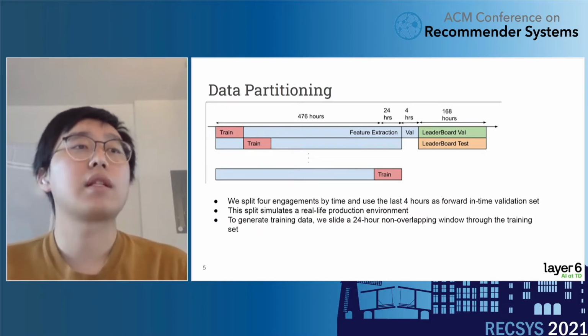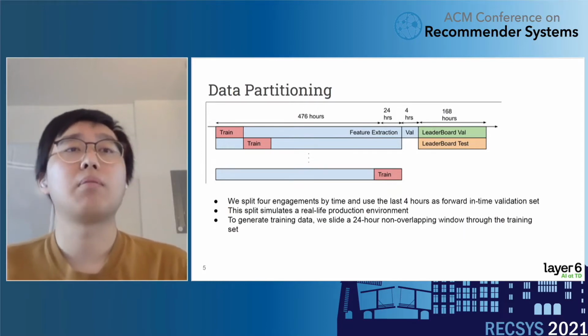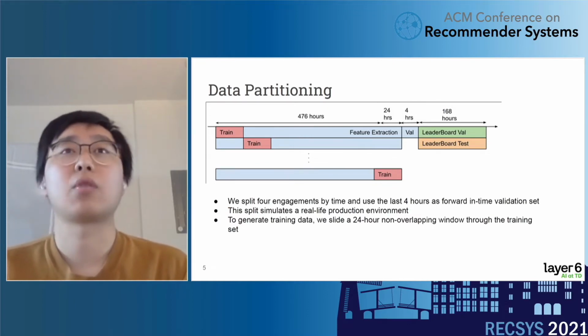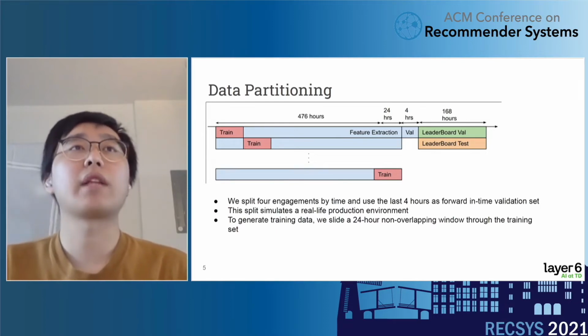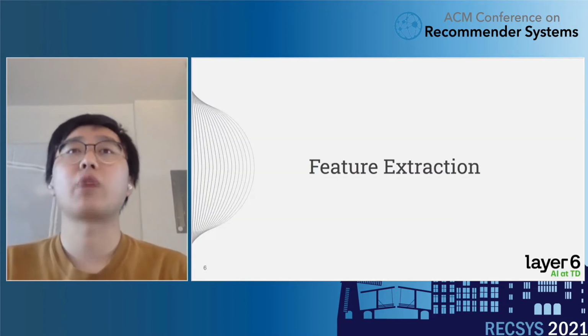While 4 hours is a relatively small interval, it still contains over 4.8 million engagements, and we find it generalizes pretty well to the challenge leaderboard thanks to the huge data set pre-release for this challenge. So this summarizes our data partitioning strategy for this challenge. And next, I will get to the next step, which is feature extraction.